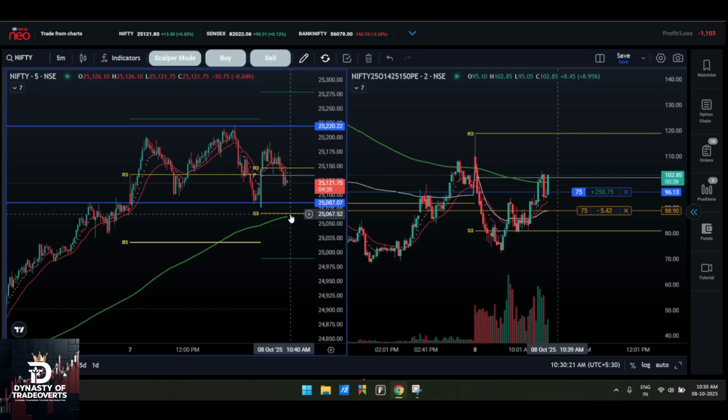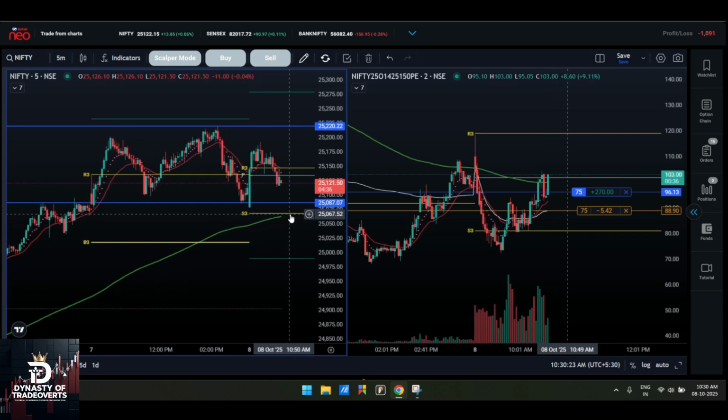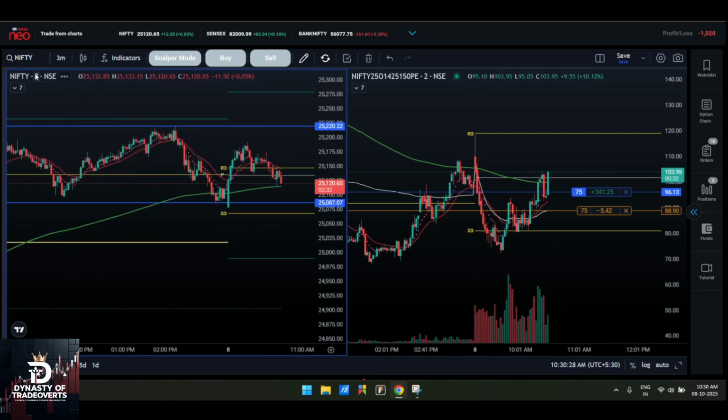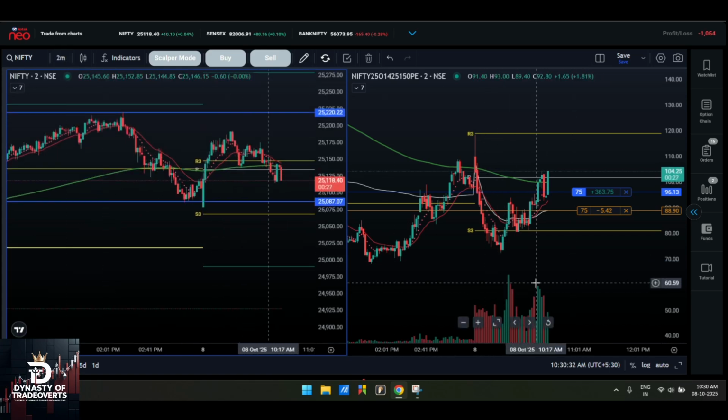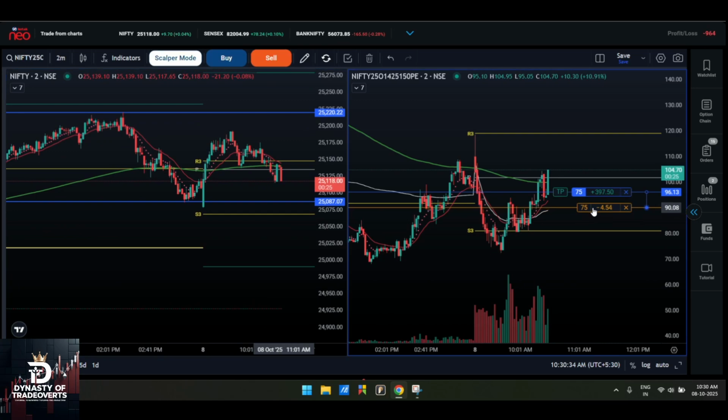Okay, now the PE is back to its previous high, immediate previous high. So I'm hopeful that it will go back to R3 at least. I'm adjusting my stop loss, reducing my stop loss now.